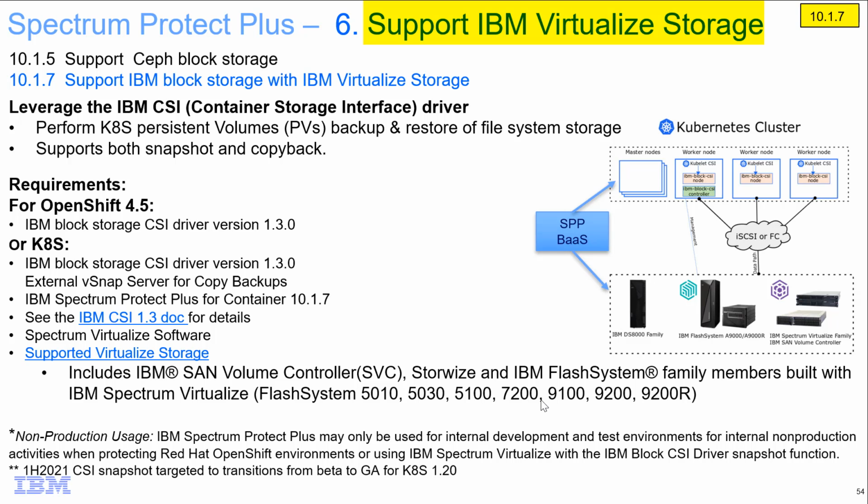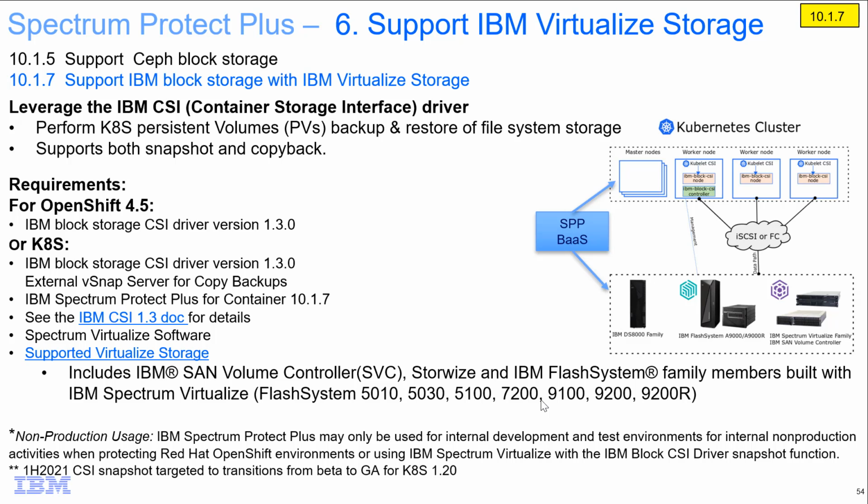Okay, and finally in this version we have added support for IBM virtualized storage. In version 10.1.5 we only supported Ceph block storage, and now we support IBM block storage with IBM virtualized storage. This will leverage the IBM CSI, Container Storage Interface driver, which will be performing the Kubernetes persistent volume backups and restores of the file system storage. And this will, of course, support both your snapshots locally inside of the Kubernetes or OpenShift environment, as well as the copy out to the Spectrum Protect Plus vSnap.